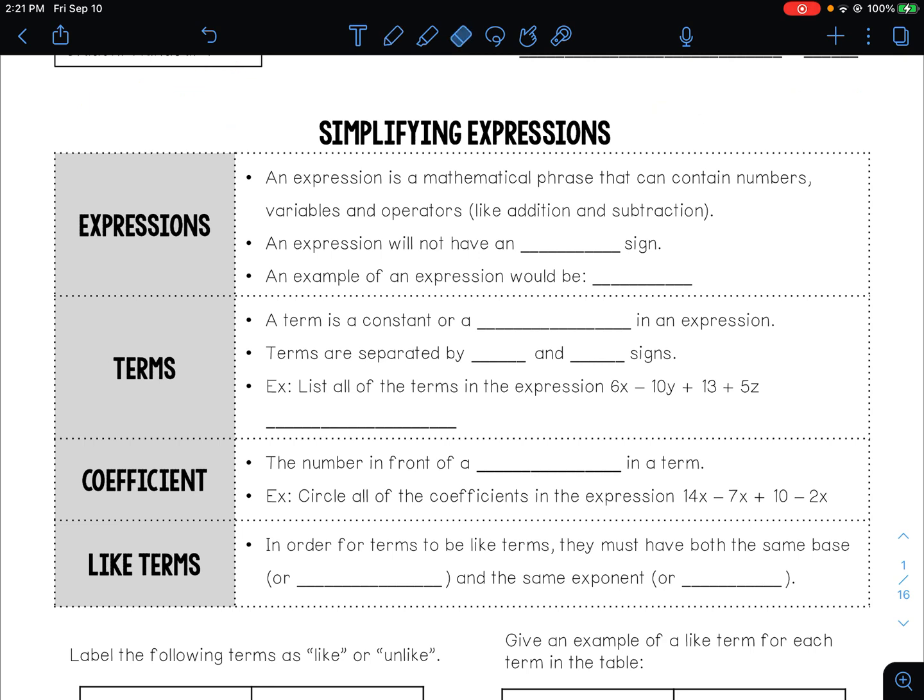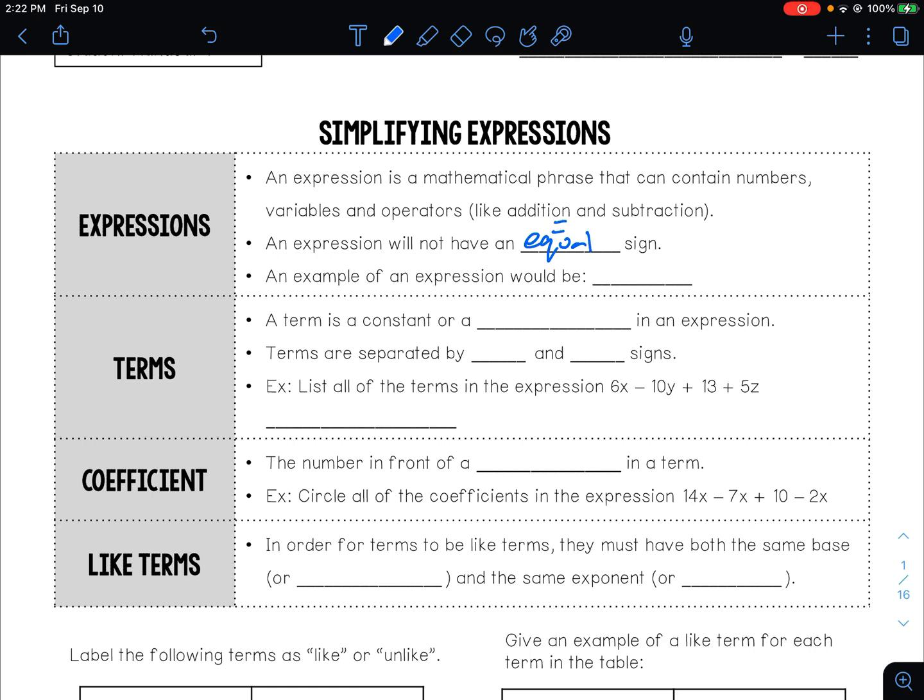Notice an expression does not have an equal sign, so you can't say 1 plus 1 equals 2 because that's an equation. Now, 1 plus 1 is an expression, and so is 2, but when you put an equal sign in it, it becomes an equation. So an expression is just the phrase, and it contains numbers, variables, and operators. An expression will not have an equal sign, like we said.